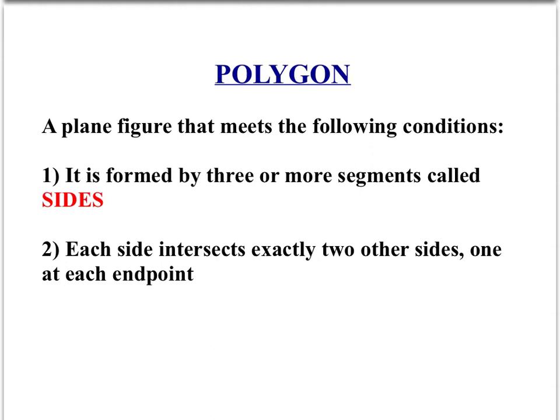So we're going to come to a decision on what a polygon is going to be before we start using some of its properties. So we're going to say that a plane figure that meets the following conditions is a polygon. A polygon has to be formed by three or more segments called sides, and each side intersects exactly two other sides, one at each endpoint.